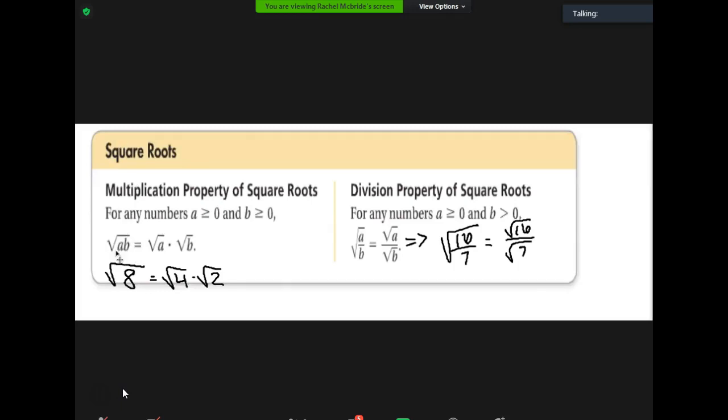If you have two numbers multiplied together, you can rewrite that number as its factors. Like the square root of 8, for example, is the same as the square root of 4 times the square root of 2. You could check that on a calculator if you wanted. If you took the square root of 8, you get 2.8-ish. If you take the square root of 4 times the square root of 2, you would get a similar value.